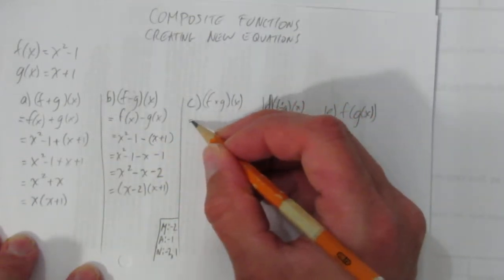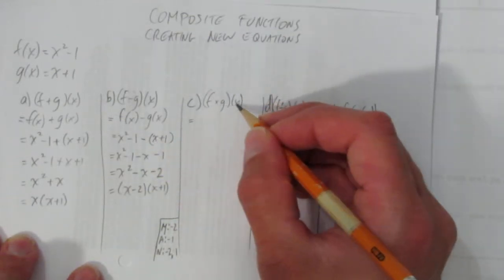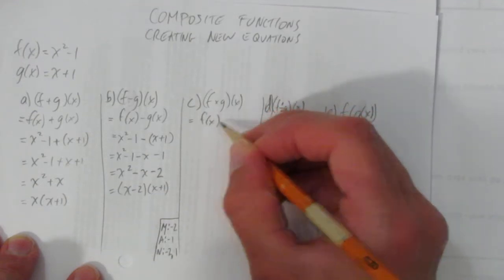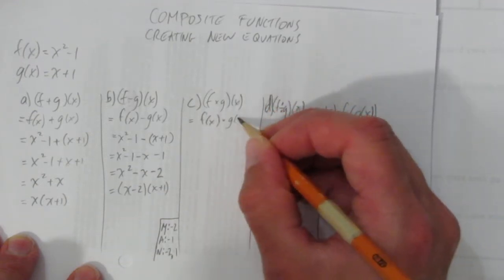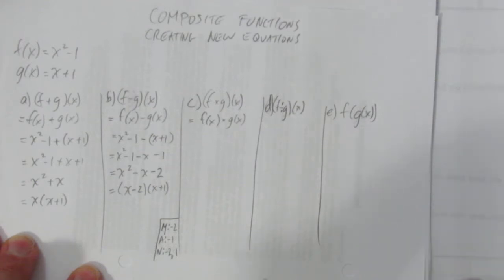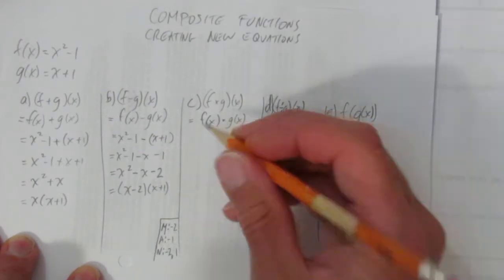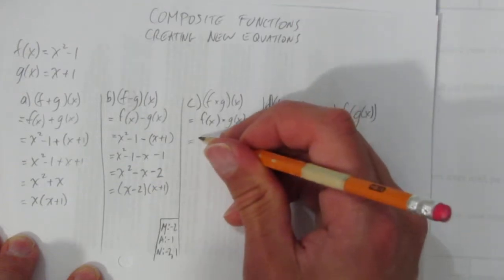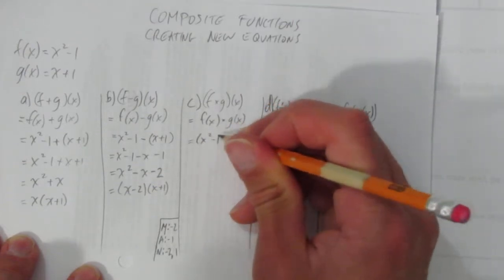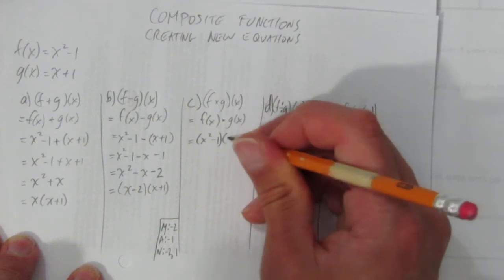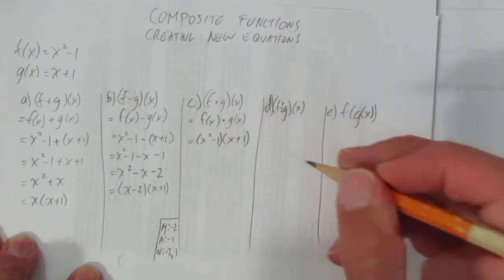Let's multiply two functions together. F times g at x is the same as f at x times g at x. Notice I didn't use a dot here. A dot means something else. So let's multiply these two functions. I'm going to put brackets here because you have to. X squared minus 1 times all of x plus 1.